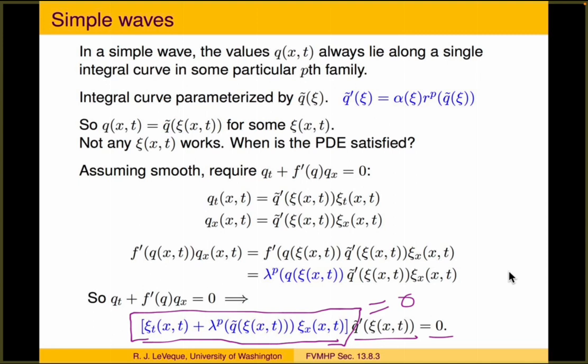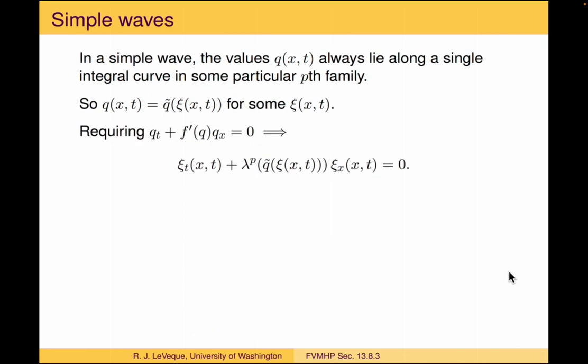It's now a scalar equation for the parameter xi, how it varies as a function of x and t, and it just looks like a nonlinear, quasi-linear scalar conservation law in which the coefficient here is lambda p, the eigenvalue. So I've got that again on the next page. So we end up with just this scalar equation.